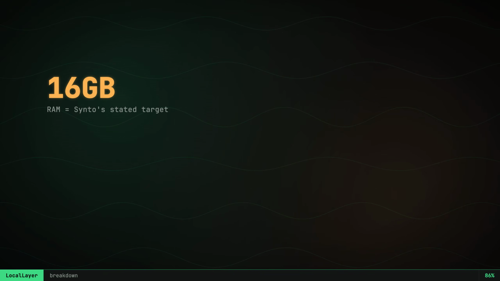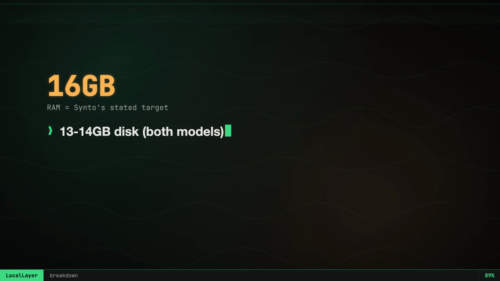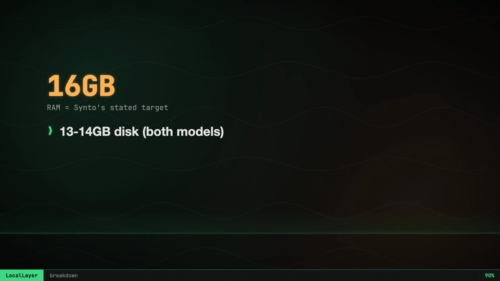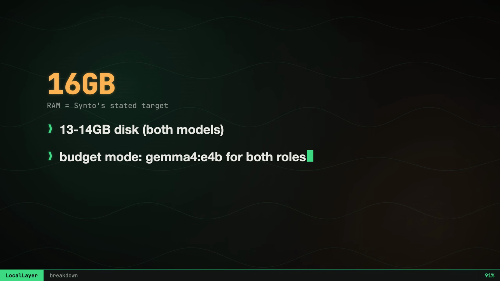On hardware, Synto's own docs say the 4B plus 14B combo works offline on 16 gigabytes of RAM. That's the developer's stated target, not an independently benchmarked number. Total disk for both models lands around 13 to 14 gigabytes. If your machine is lighter, there's a budget path Synto documents directly. Assign Gemma 4 E4B to both the fast and heavy roles in setup. Lower quality output, but it runs on much less hardware.